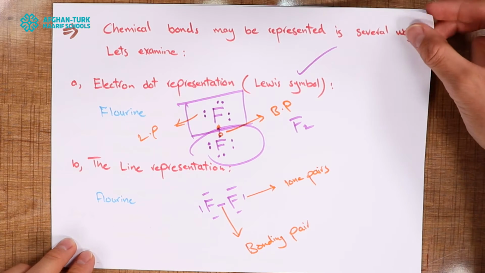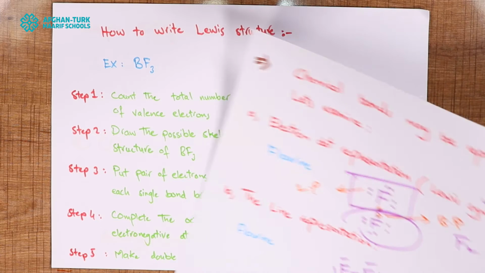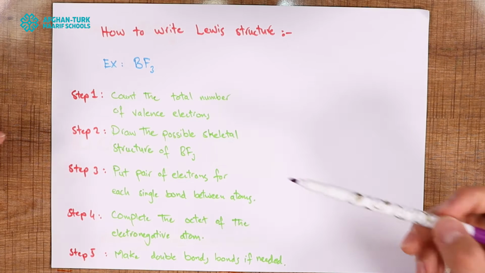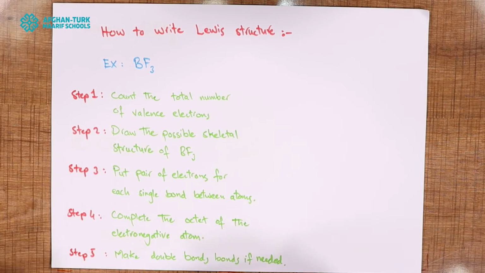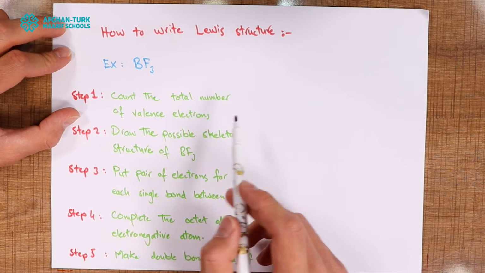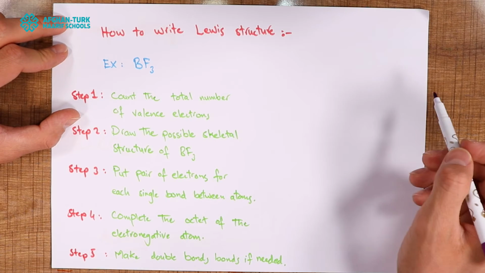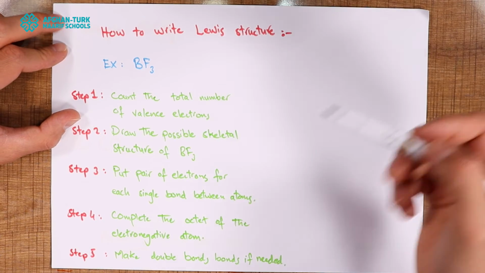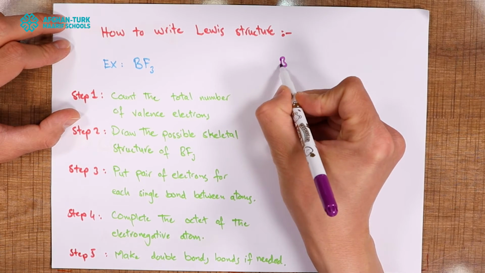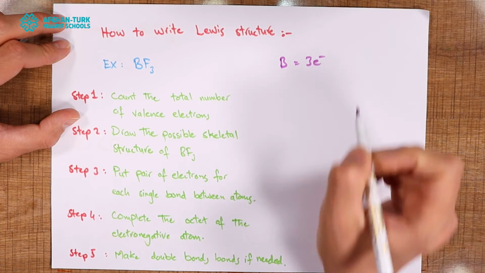Okay, students, let's work on some examples of how we can draw a Lewis structure. First of all, I am going to show you boron trifluoride. I have written some steps over here. You can follow these steps to write the Lewis structure of a molecule. First, count the total number of valence electrons. Boron has 2 electrons in the first shell, but 3 electrons in the next shell, so we count the next shell. For boron, we have 3 electrons.